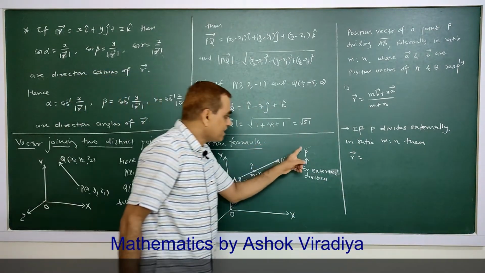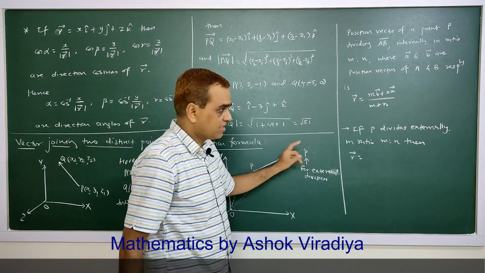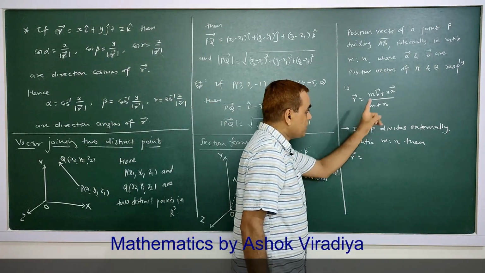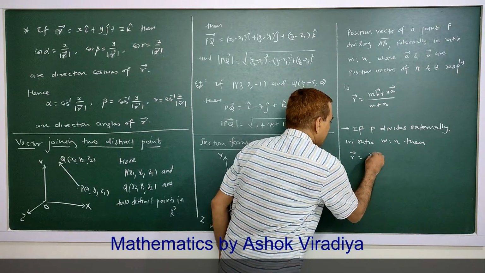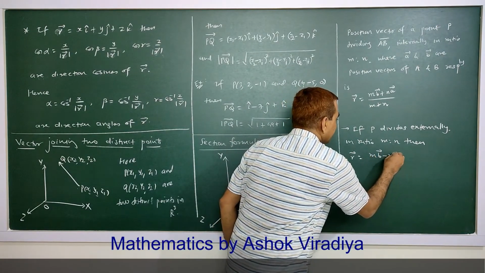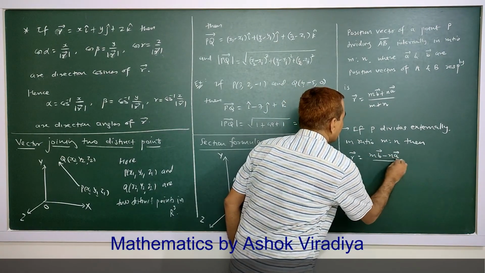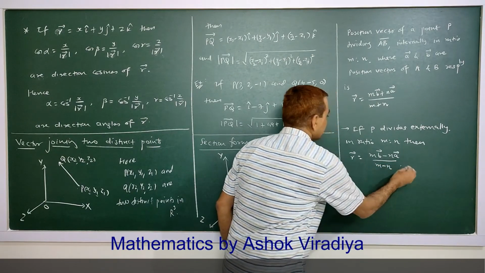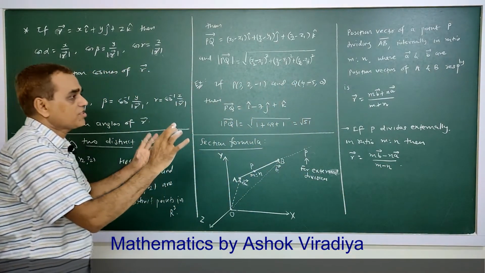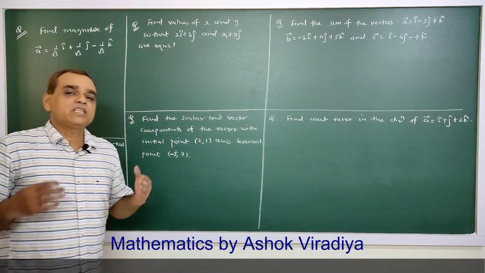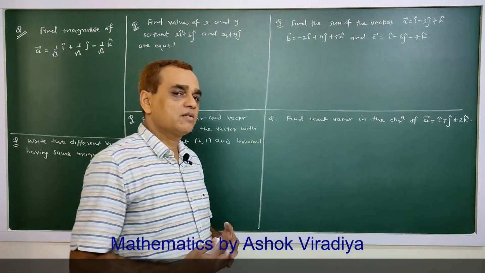Then the position vector of this point is, we change this sign, (m b bar minus n a bar) upon (m minus n). So this is the section formula. Now see the questions from the exercise.